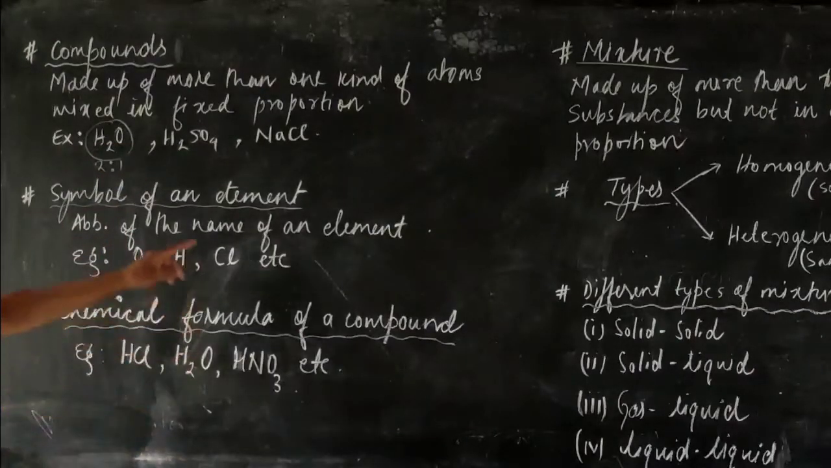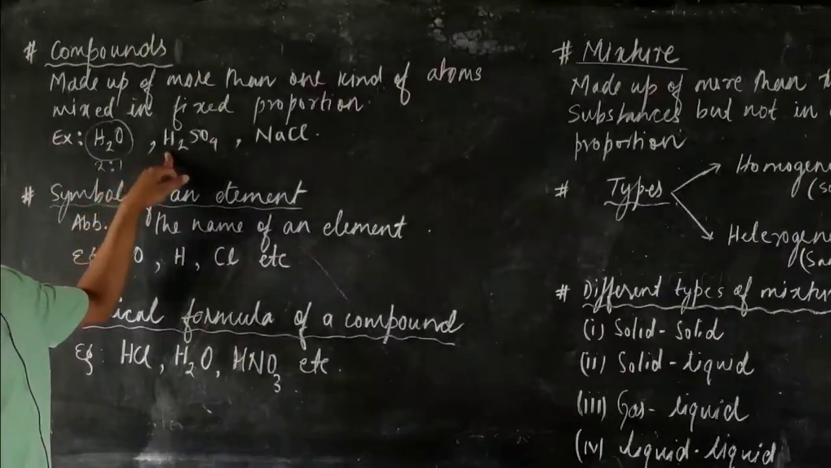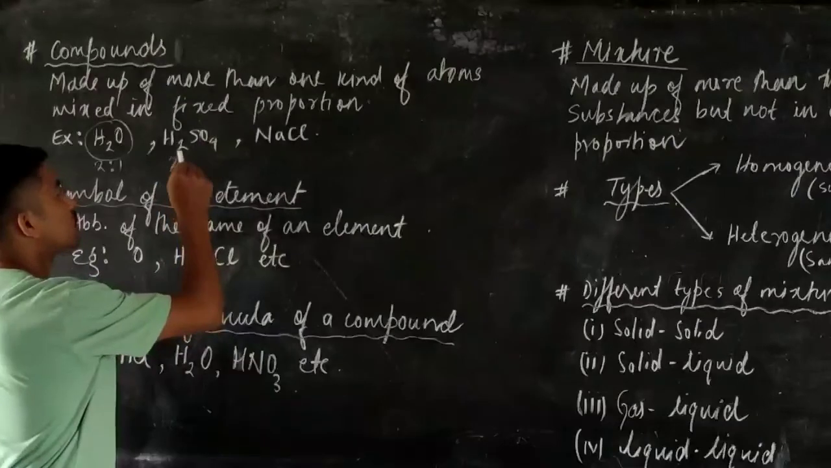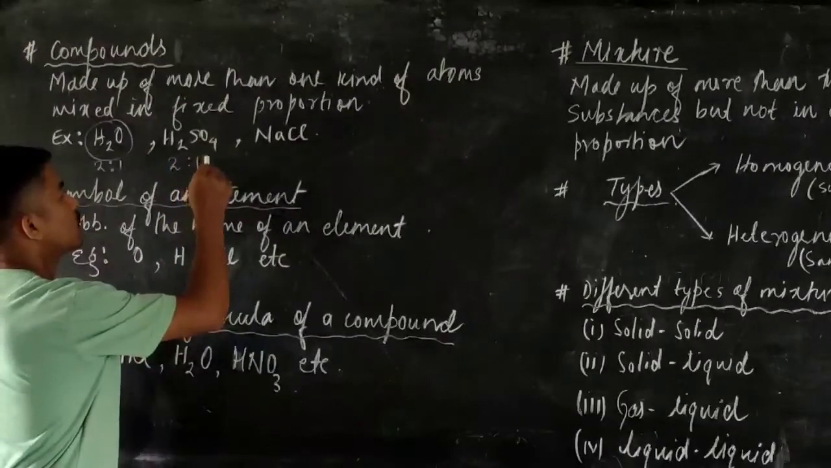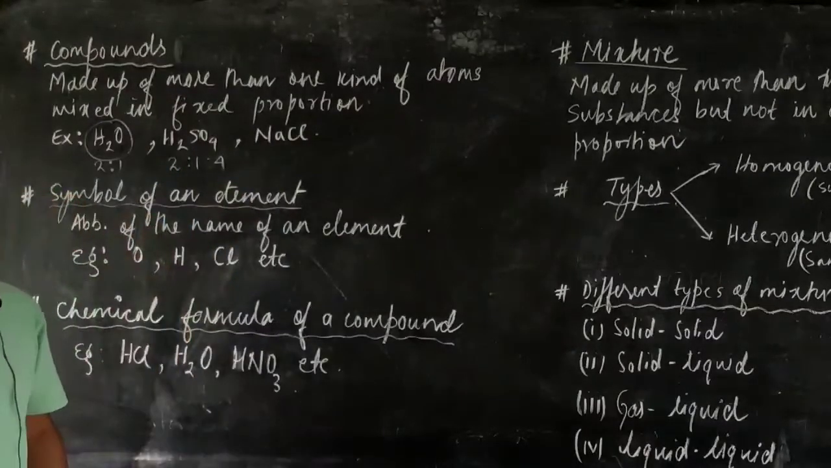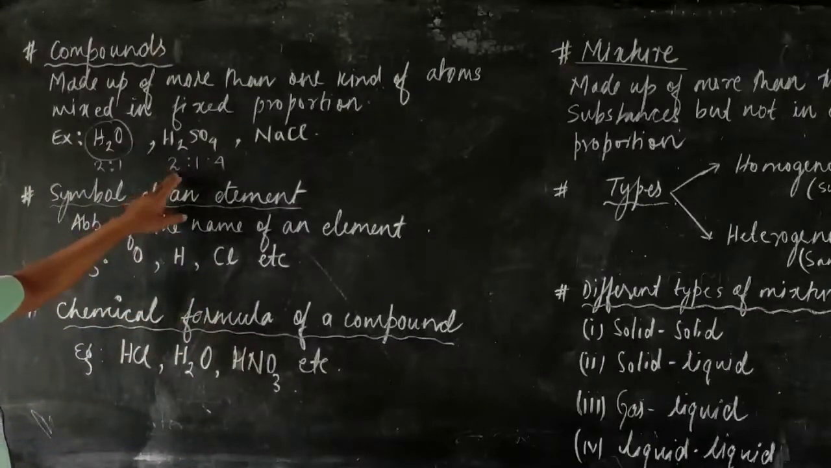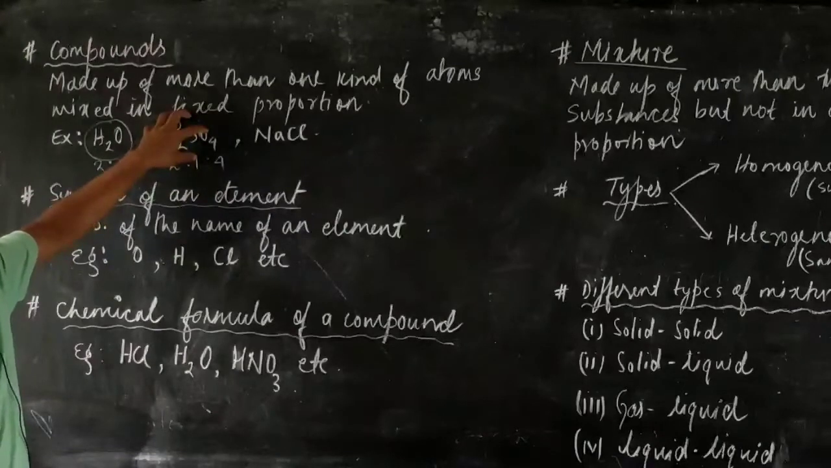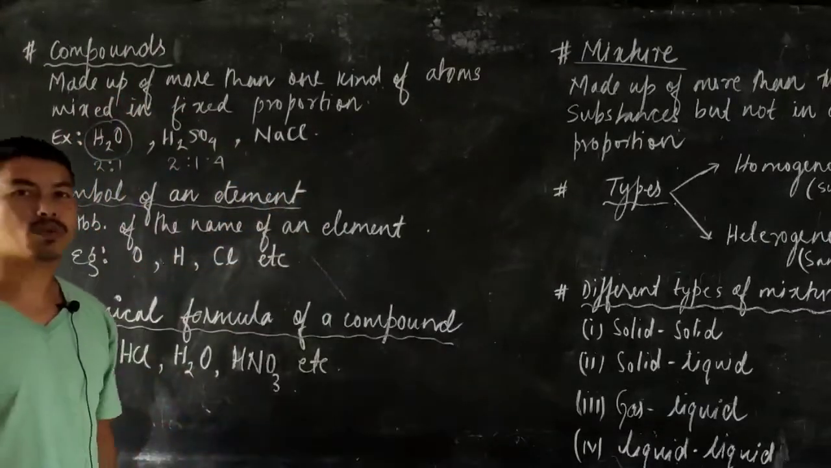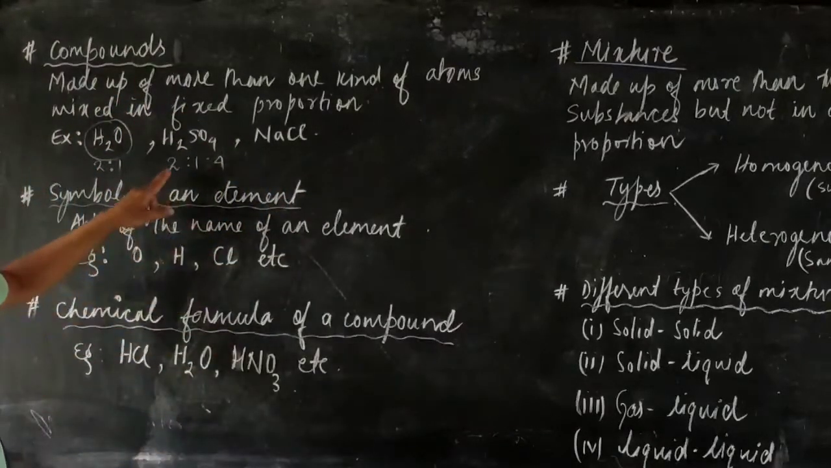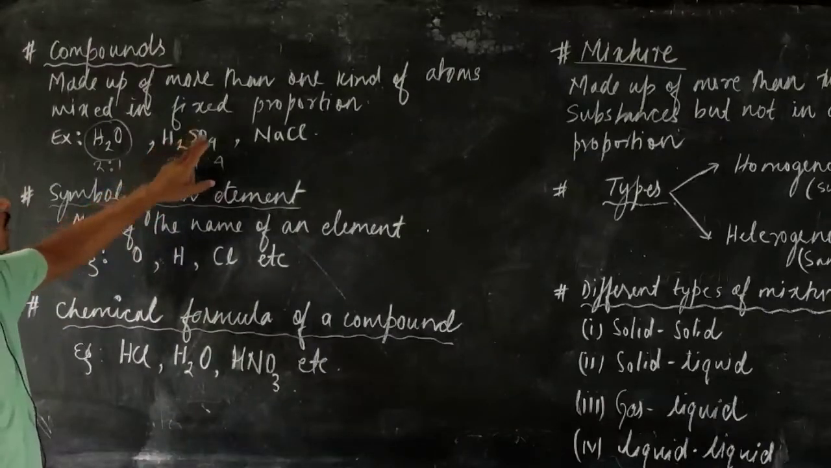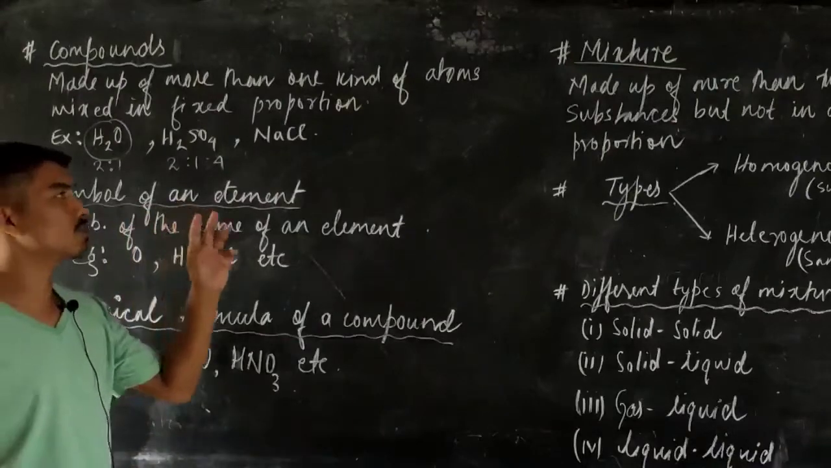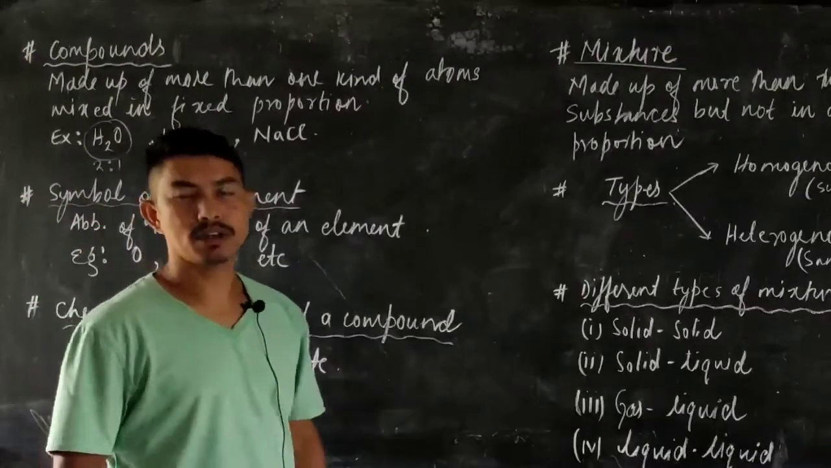The next example is sulfuric acid, H2SO4. One molecule of sulfuric acid consists of two atoms of hydrogen, one atom of sulfur and four atoms of oxygen. So the simplest ratio is 2:1:4. Whenever sulfuric acid is formed, even if there is more than one molecule, the hydrogen, sulfur and oxygen will always be mixed in the ratio of 2:1:4. That is what is meant by fixed proportion.